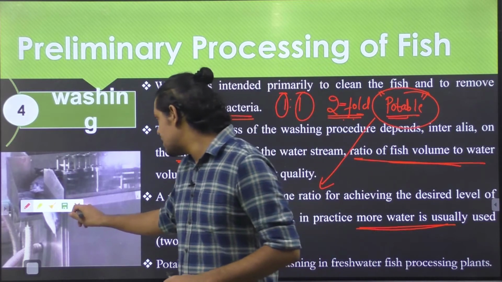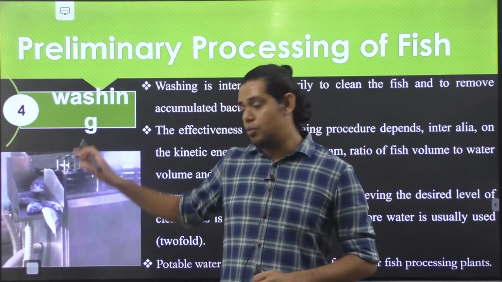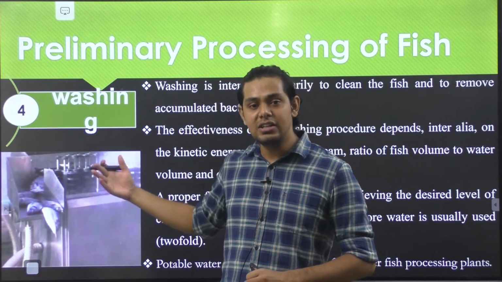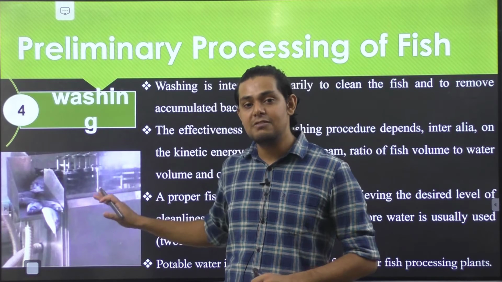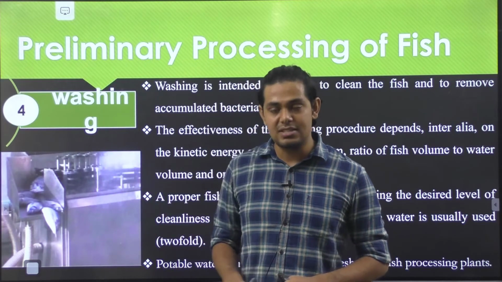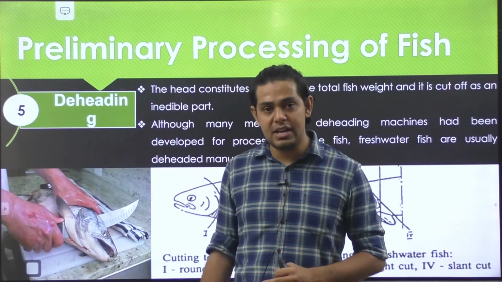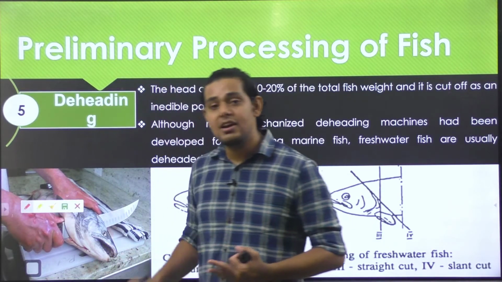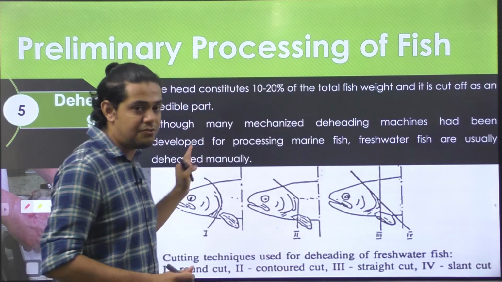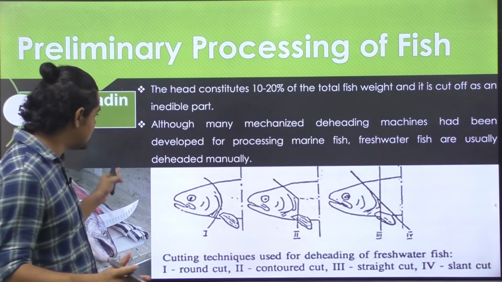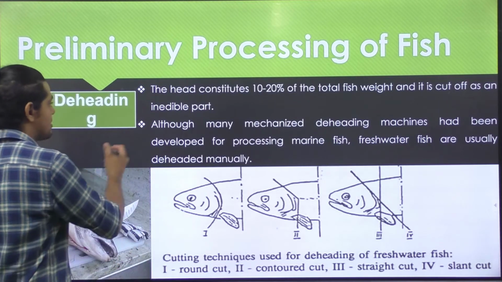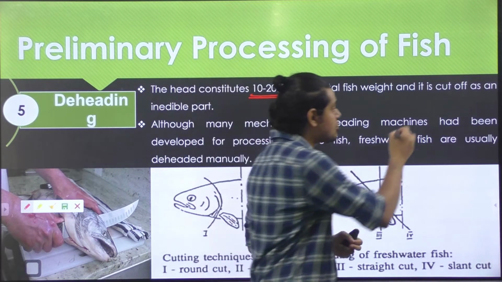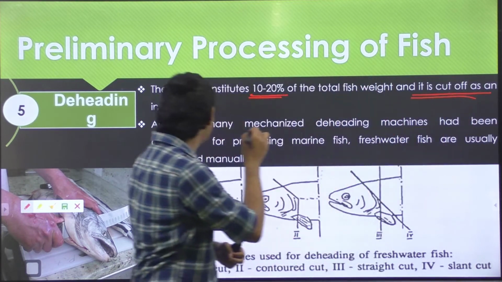Alright, there are also mechanical washing equipment as well as automatic equipment available, which ensure the washing of fish in fish processing plants. The next unit operation is deheading. As the name suggests, we are separating the head of the fish from its body. The head constitutes about 10 to 20% of the total weight of the fish, and it is cut off as an inedible part.